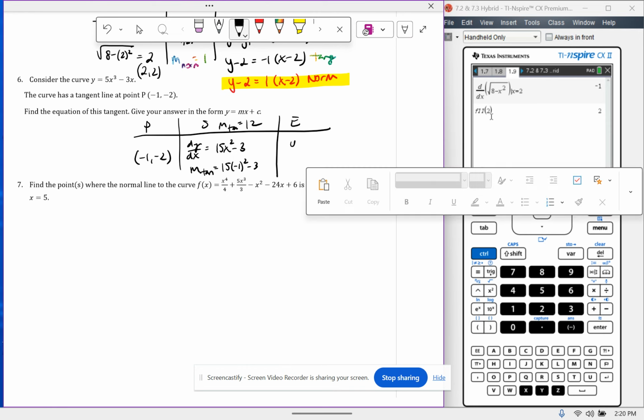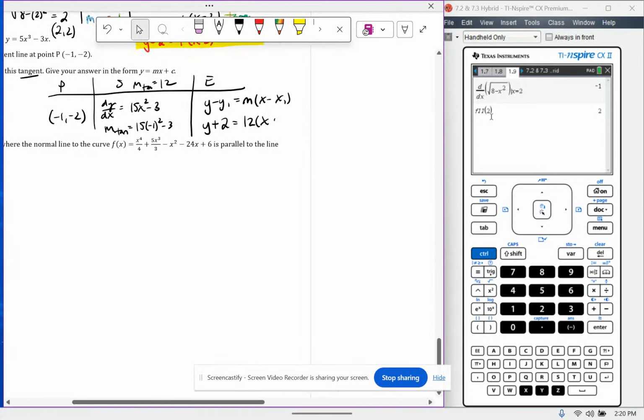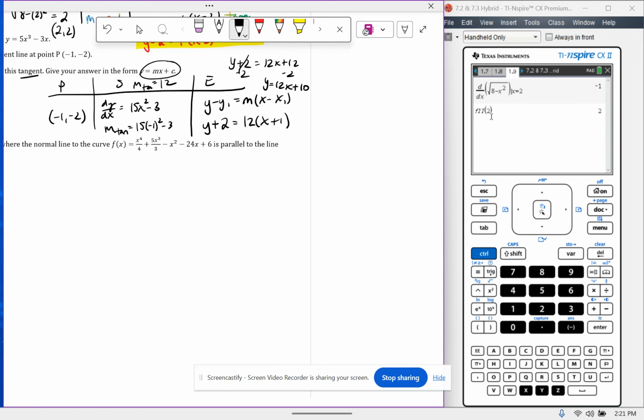All right, so now I've got y minus y1 is equal to m times x minus x1. Does this want the normal or the tangent? Tangent line. Okay, so I've got y minus -2 gives me y plus 2 equals 12 times x plus 1. And then it wants my answer in slope-intercept form. So I'm going to do y plus 2 equals 12x plus 12, minus 2 on both sides. y equals 12x plus 10.